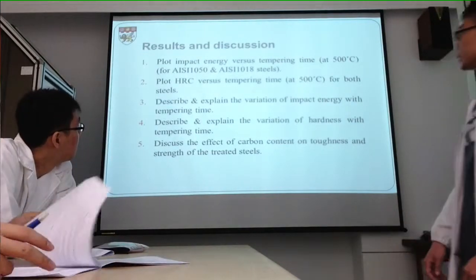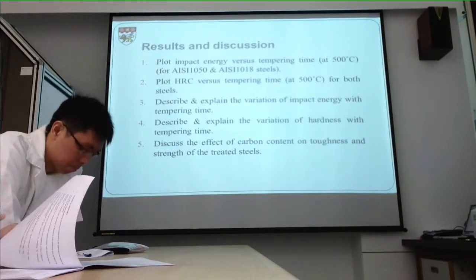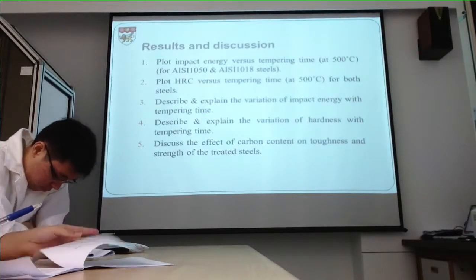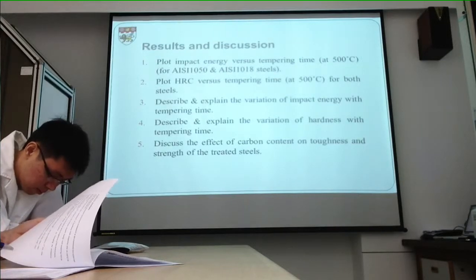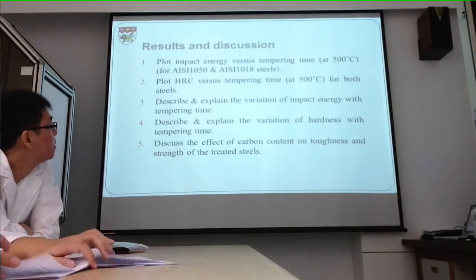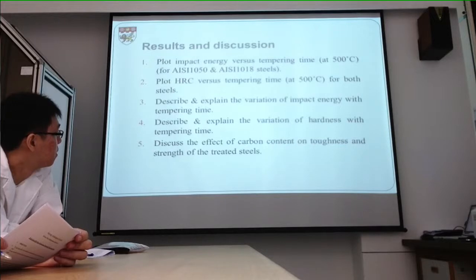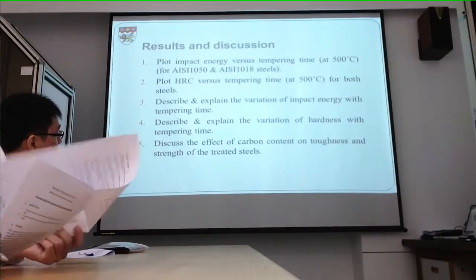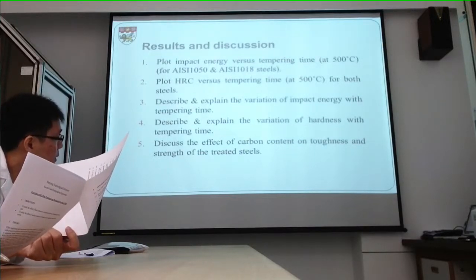For the results and discussion, first, you need to plot the impact energy as a function of tempering temperature and time, and you also need to plot the HRC against the tempering time for both steels. Describe and explain the variation of impact energy with the treatment time. Also, the variation of hardness with the tempering time. And finally, you discuss the effect of carbon on hardness and strength of the steels.